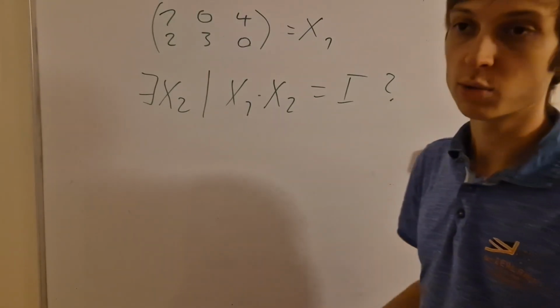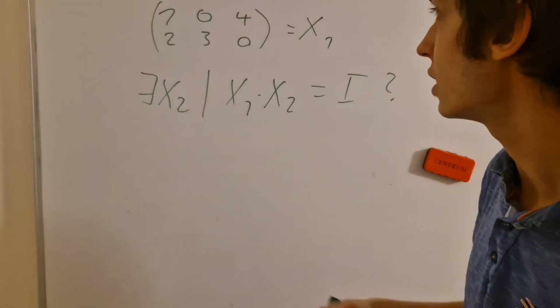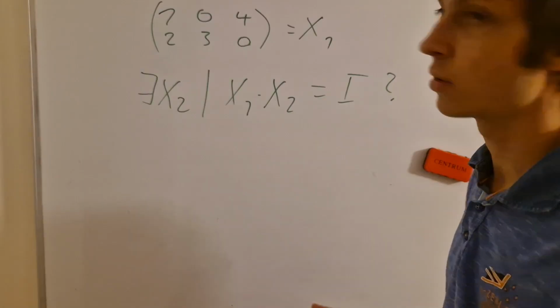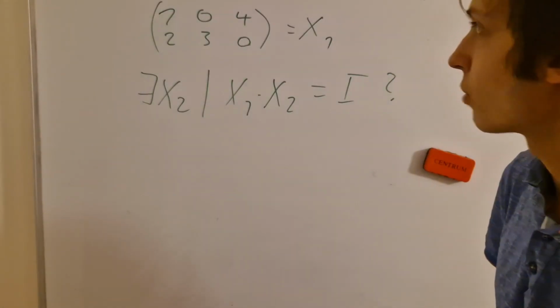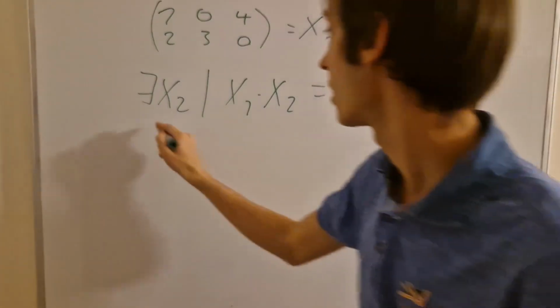The answer to this question depends on whether the rank of the matrix equals the number of rows. So if the rows are linearly independent, we can find the right inverse. So let's see if that applies.